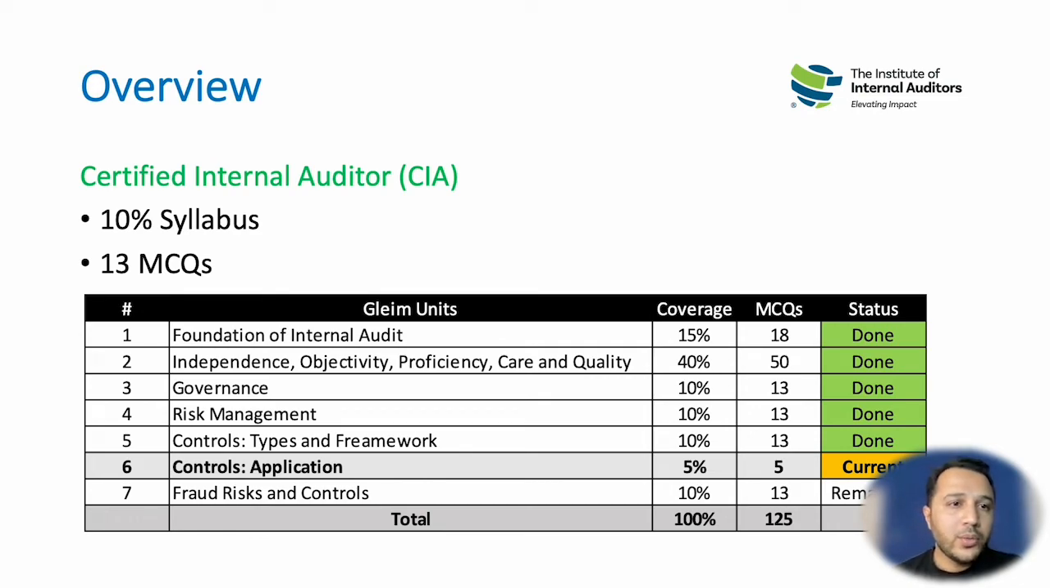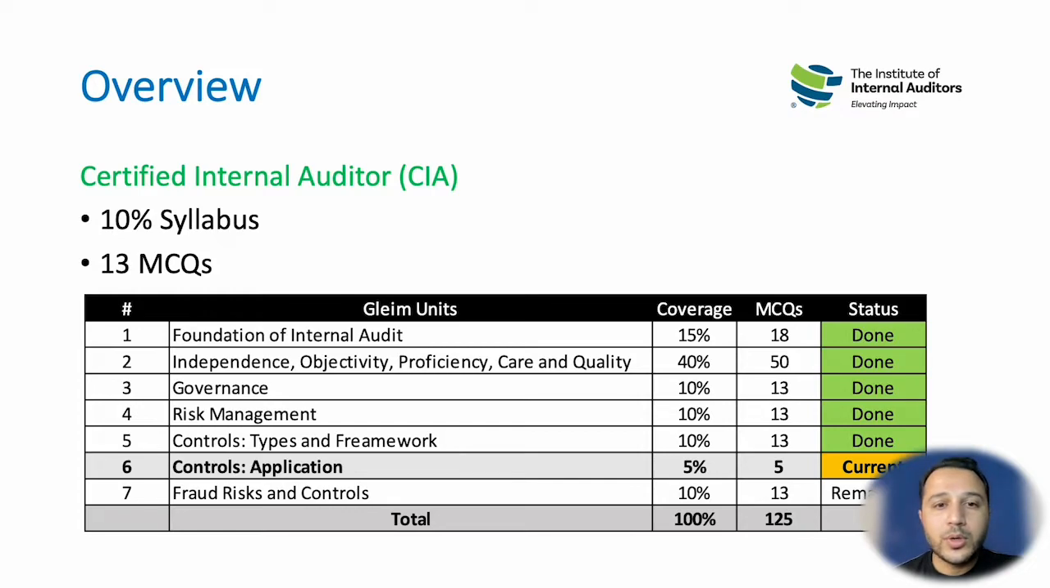So here we are with the entire overview of the syllabus. So far we have covered 5 units from the GLEIM book or GLEIM study course, and today we will be discussing Unit 6, which is about Control Application. Just to give you a snapshot of what we have covered so far and what we will be covering today, but before that, let me give you the percentage for today's unit.